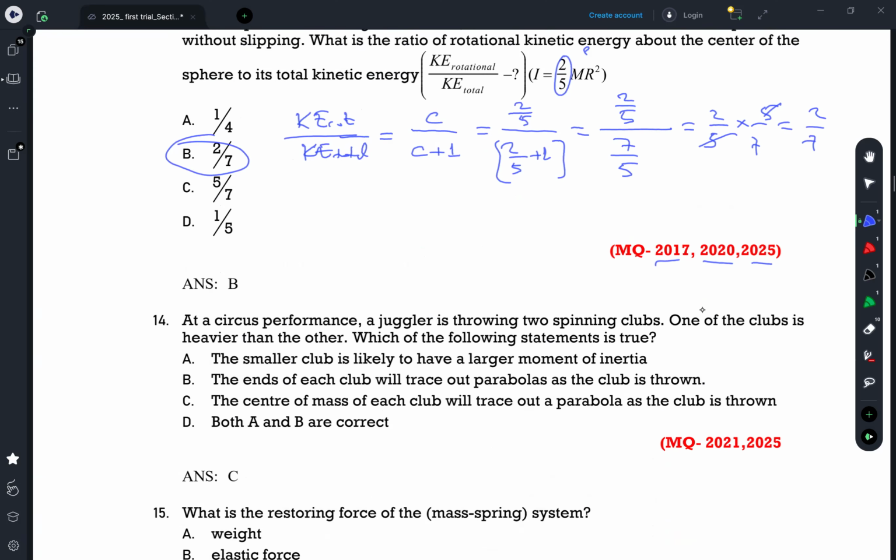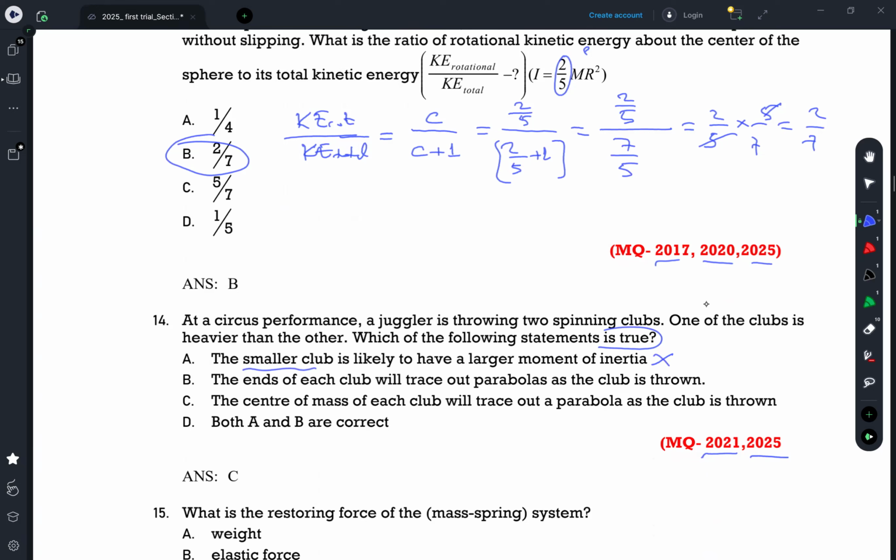And question 14 is also repeated, 2021, 2025. In a circus performance, a juggler throws two spinning clubs. One of the clubs is heavier than the other. Which of the following statements is true? Smaller club is likely to have larger moment of inertia. Smaller club means smaller mass. Moment of inertia and mass are directly proportional. Smaller club will likely have smaller moment of inertia.